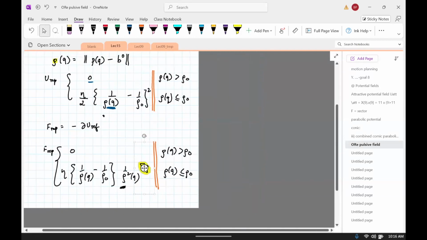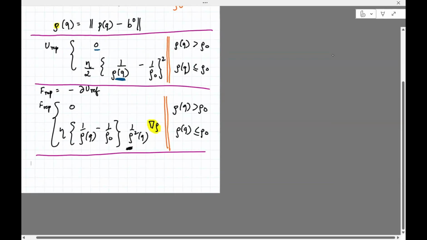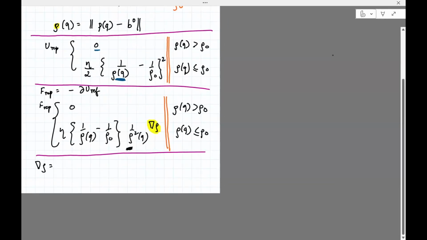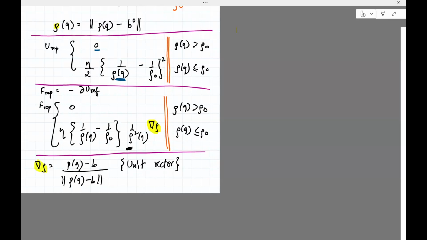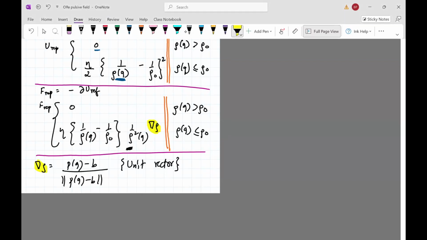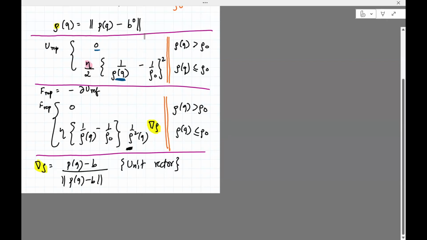derivative. So let me make some space for that. Okay, so the gradient of rho is just the unit vector. So it's going to be p of q minus b divided by the norm of p of q minus b. This is what we call a unit vector in the direction of the line connecting the point q to b. And this eta is a user chosen quantity. So you can choose whatever you want. The larger it is, the stronger the field is.